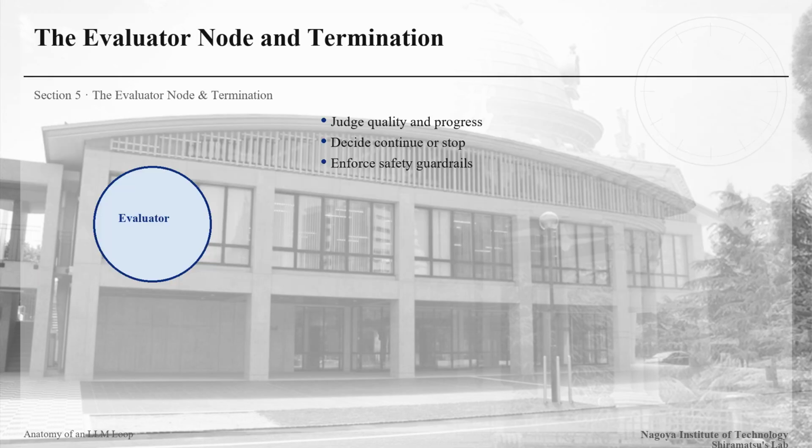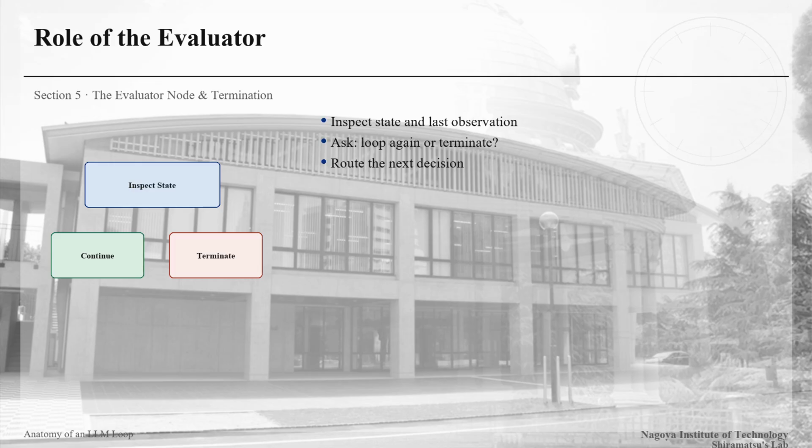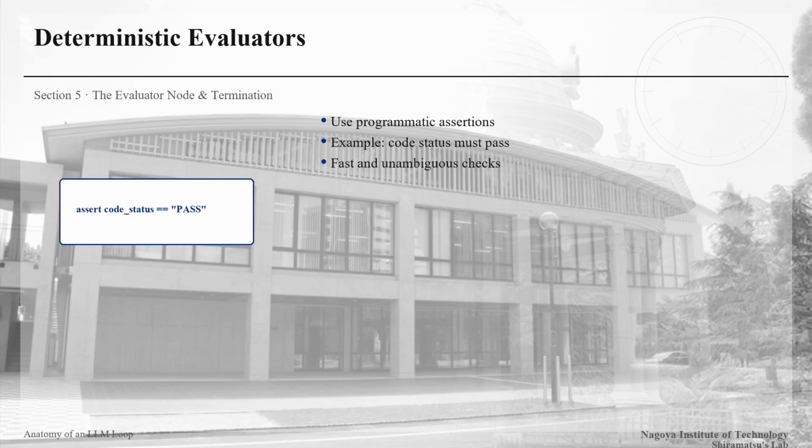Section 5 covers the evaluator node and termination controls that decide whether the loop continues or stops. The evaluator examines current state and the last observation to decide loop again or terminate. Deterministic evaluators use code assertions, such as requiring code status to equal pass.